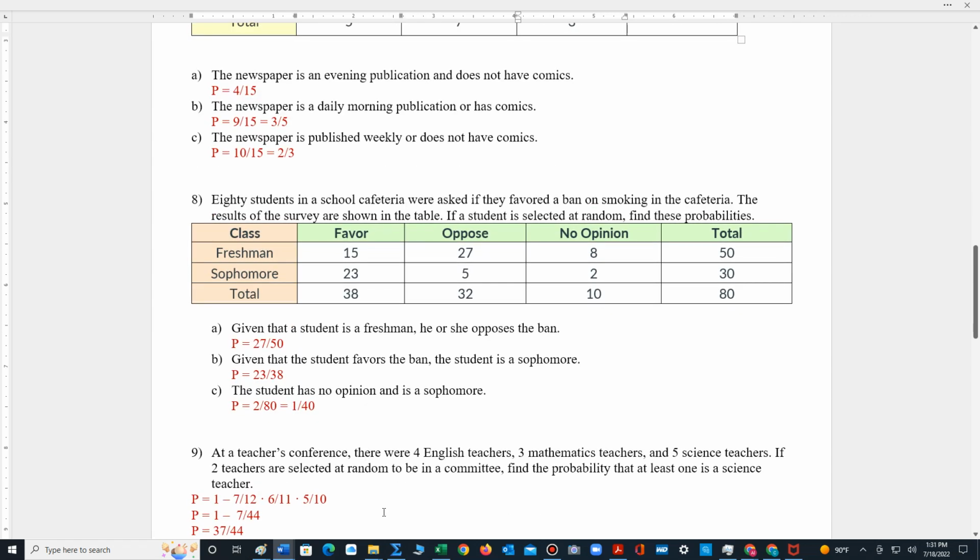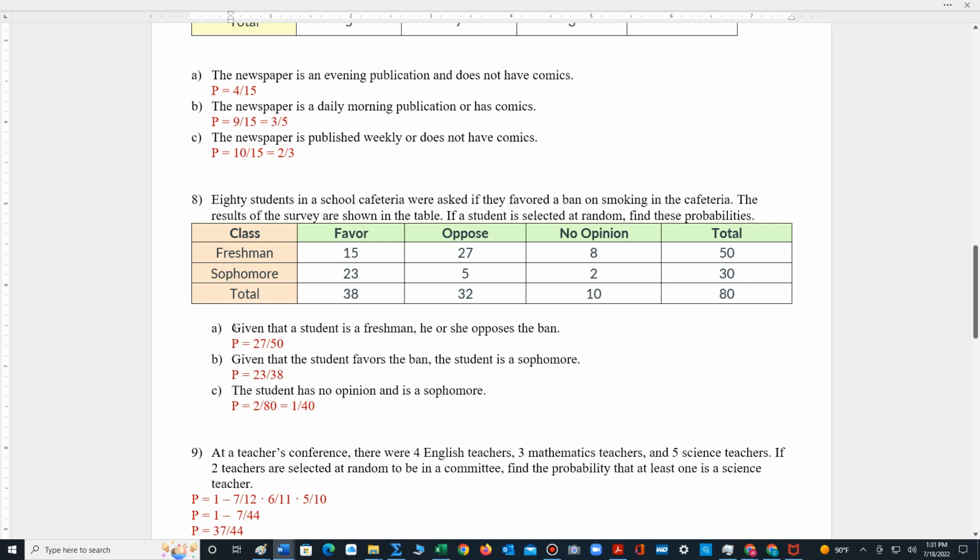Number 8, we have another contingency table problem. We're given 80 students in a school cafeteria. We're asked if they favored a ban on smoking in the cafeteria. The results are as follows. Once again, we find the total of each column, total of each row. The grand total overall is 80. For part A, it says the following. Given that the student is a freshman, this is a conditional probability. He or she opposes the ban.